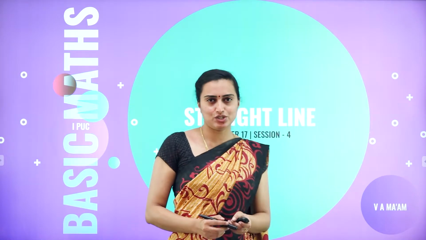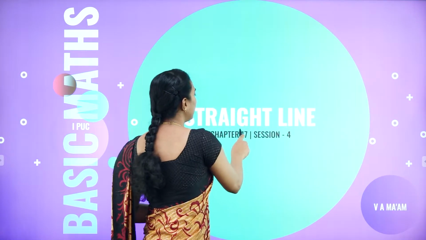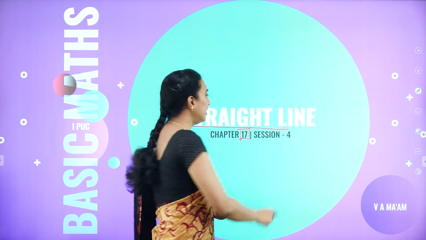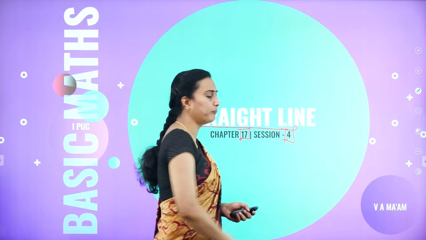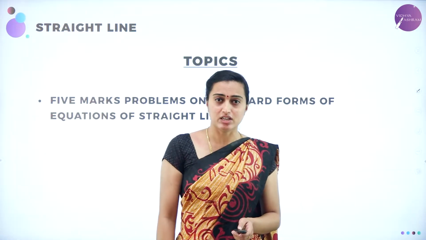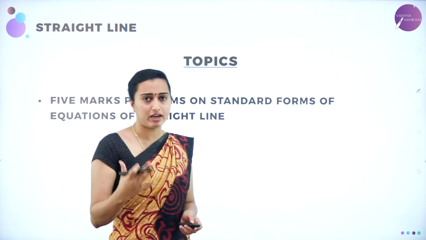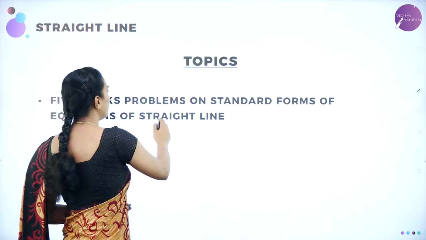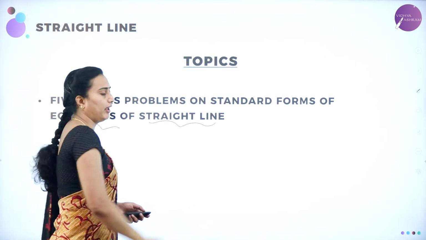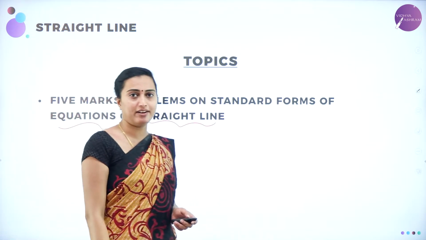Now, in this session of chapter number 17 in your NCERT, which is the straight line, you are going to have session number 4. And what are the topics under this session you are going to study, dears? You are going to study the 5 marker problems on the standard forms of the equations of a straight line. So you should know what all the standard forms are.